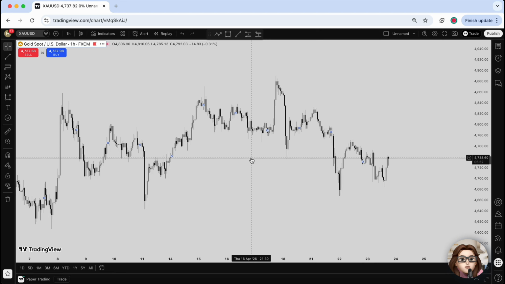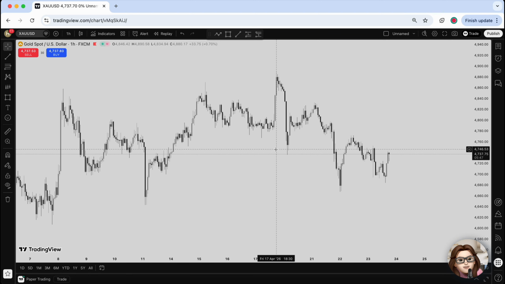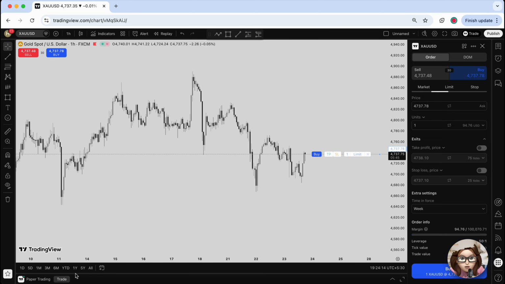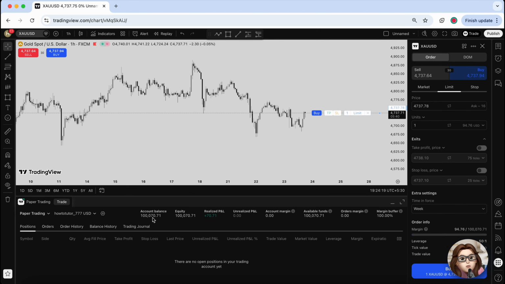First, open TradingView and go to your chart screen. Once you're inside, scroll down and open the trading panel. Then connect to paper trading so you can practice without using real money.